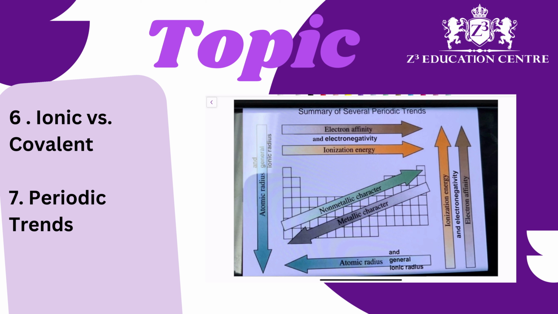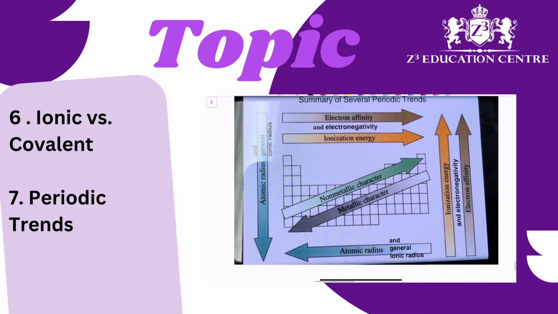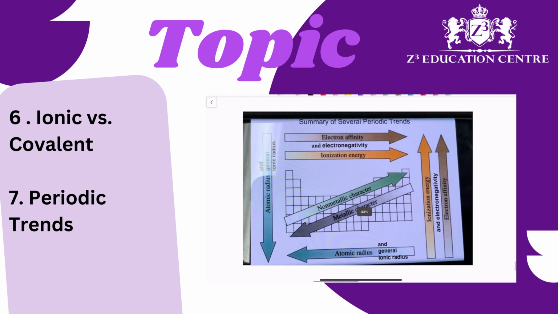Metallic characteristic increases to the left and down. Non-metallic characteristic increases to the right and up. Okay, make sure you understand and can differentiate between these trends.